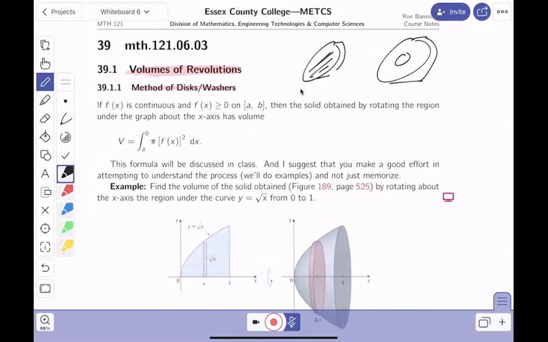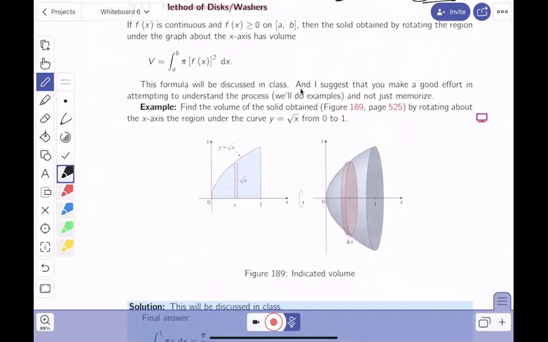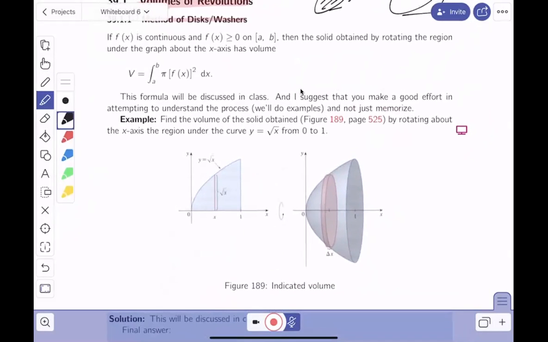I'm going to claim over here, I don't want to memorize things. I want to just understand what they want me to do. And over here, I'll read: if f of x is continuous and it's greater than or equal to 0 on some closed interval, then the solid obtained by rotating the region under the graph about the x-axis has this volume. Now, I could look at this and say, well, that's good enough for me, I'll just remember that and do the problems using this formula. But my goal is not so much to use the formula, but to understand it. So we'll discuss the formula. I want to understand it. I'm going to suggest you should make some good effort to understand things.